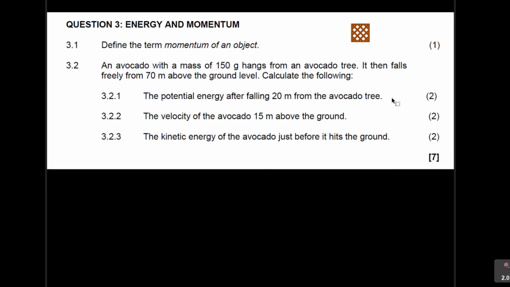As I said, I'm doing this for one of my students. There is momentum, and it says define the momentum. A student asked about energy and momentum. So, define the momentum of an object.